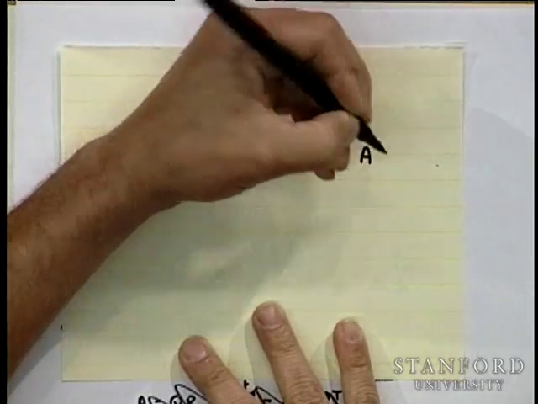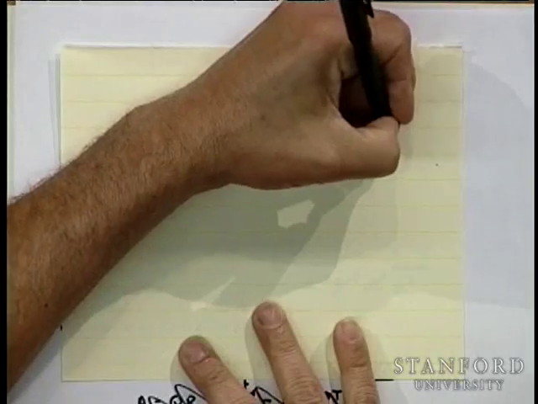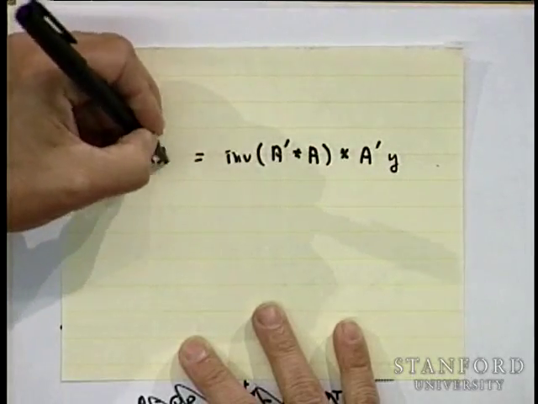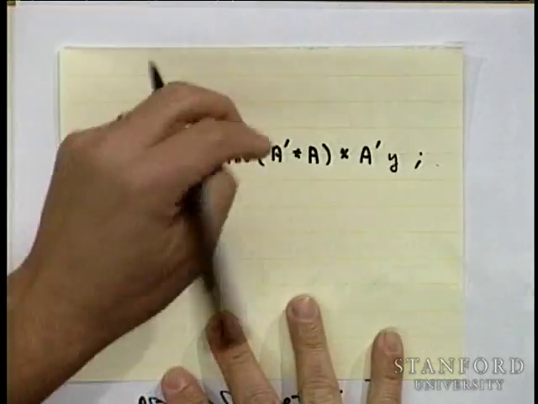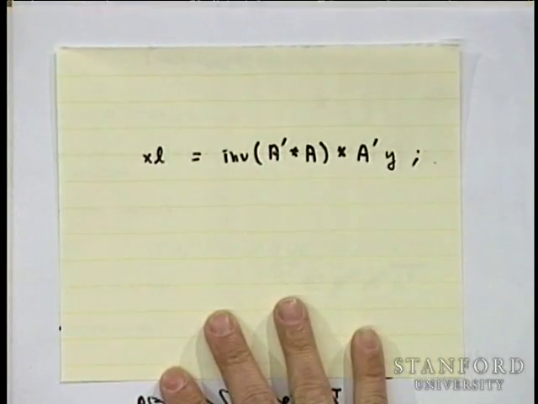This times A prime times, let's say, y. You're more than welcome to type that in. And you will get something up to numerical precision, which is basically A transpose A inverse A transpose y. Okay? Now, in fact, generally, this is not how this is calculated. Okay? It's actually calculated using the QR factorization.